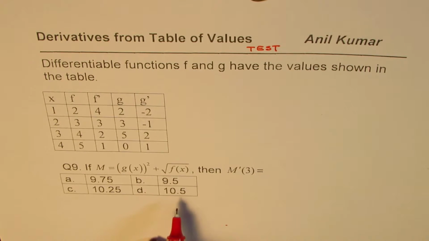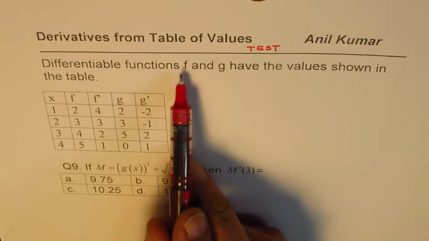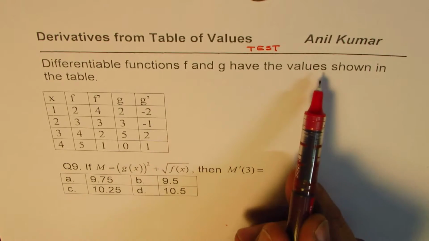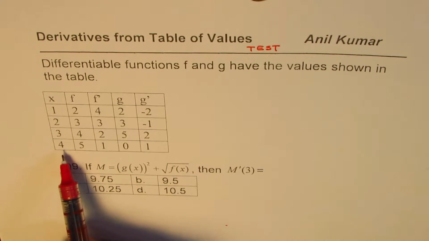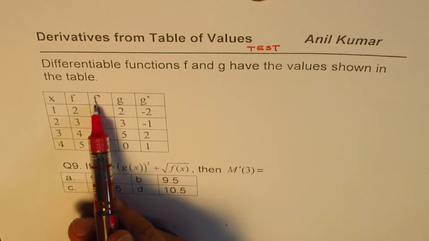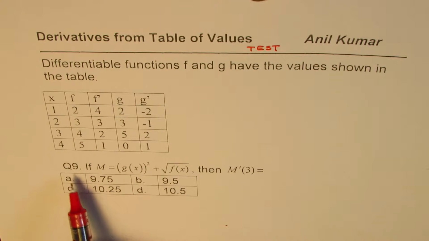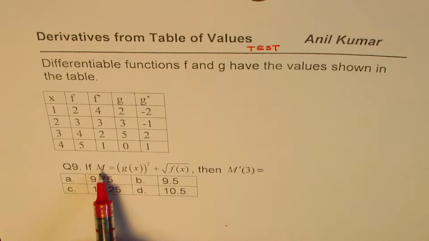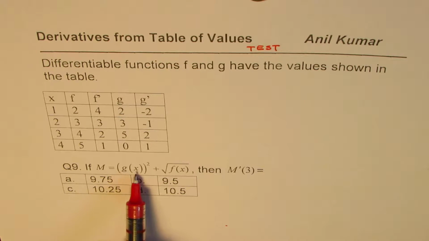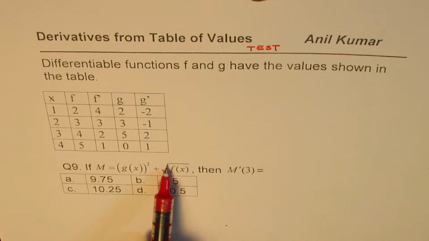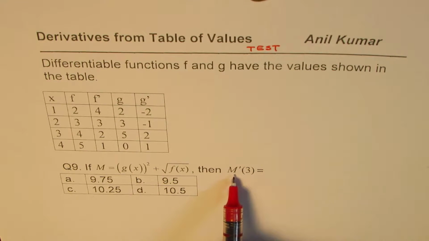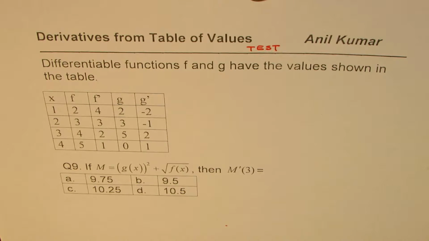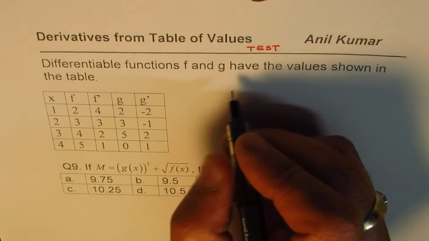The question here is, differentiable functions f and g have the values shown in the table. X values 1 to 4, function f, its derivative, function g, its derivative. Question 9 is, if m is equal to g of x whole square plus square root of f of x, then find m prime 3. 4 choices are given to you. So let's do as we did earlier.